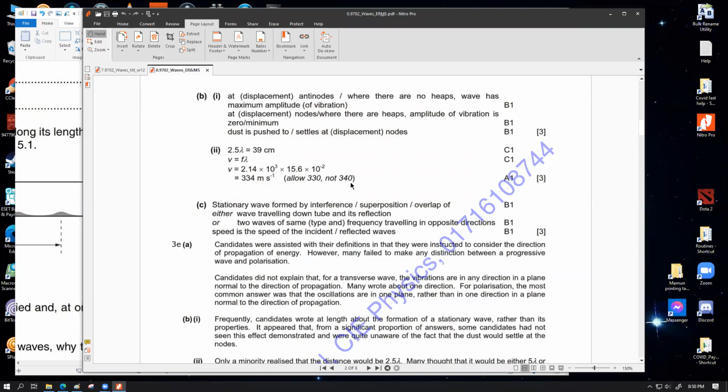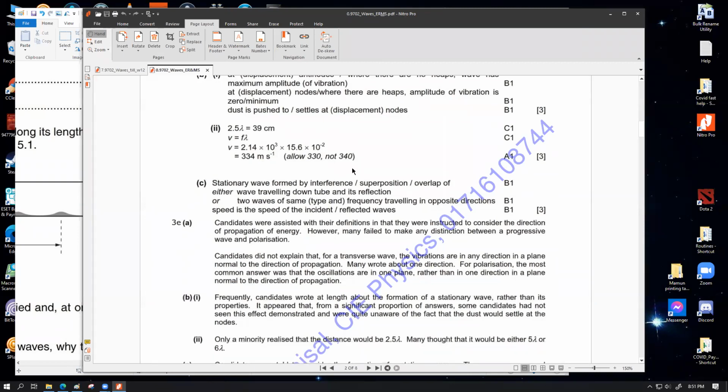So that's that. If we have a look at the examiner's report, only a minority realized that the distance would be 2.5 lambda. Many thought that it would be either 5 lambda or 6 lambda. This only shows that the students were not capable of understanding how the stationary wave works or how the heat production works. Any questions so far?